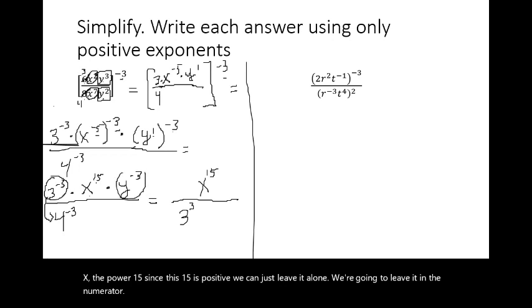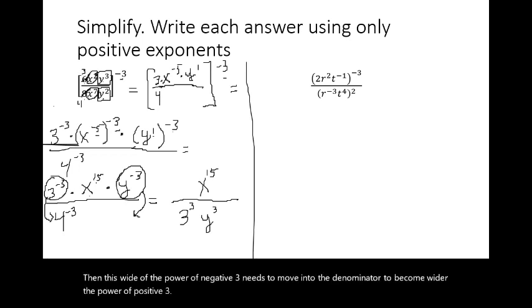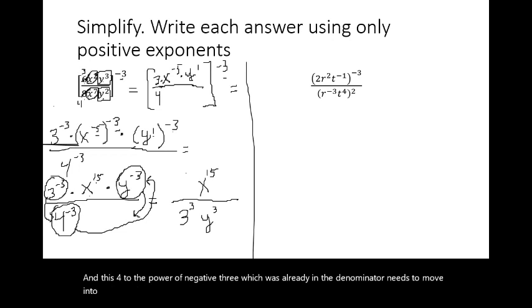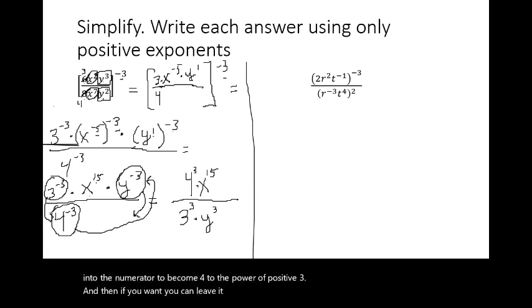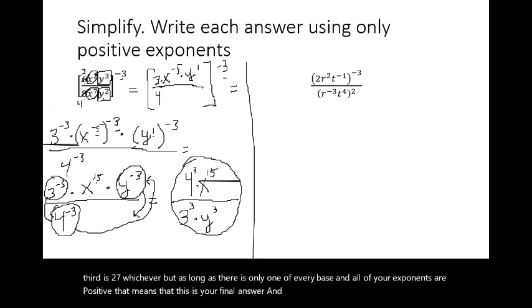Then this y to the power of -3 needs to move into the denominator to become y to the power of +3. And this 4 to the power of -3, which was already in the denominator, needs to move into the numerator to become 4 to the power of +3. And then if you want, you can leave it like this, or you can simplify, 4 to the third is 64, 3 to the third is 27, whichever. But as long as there is only one of every base and all of your exponents are positive, that means that this is your final answer and you are all set with using exponent rules.